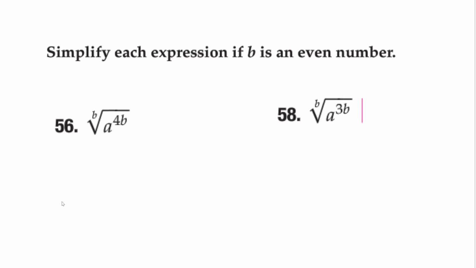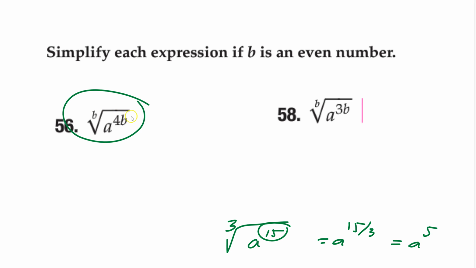Almost done. Let's simplify the expression if b is an even number. It's the last thing we're going to do today. So before I do that, let's go back to what we did before. Let's do like the cube root of a to the 15th power. The way we did this is we took the power and divided by the root. So this was a to the 15 divided by 3, which gave me a to the 5th. This is the same thing. Don't let the variable scare you. You take the power divided by the root. So a to the 4b divided by b, which gives you a to the 4.